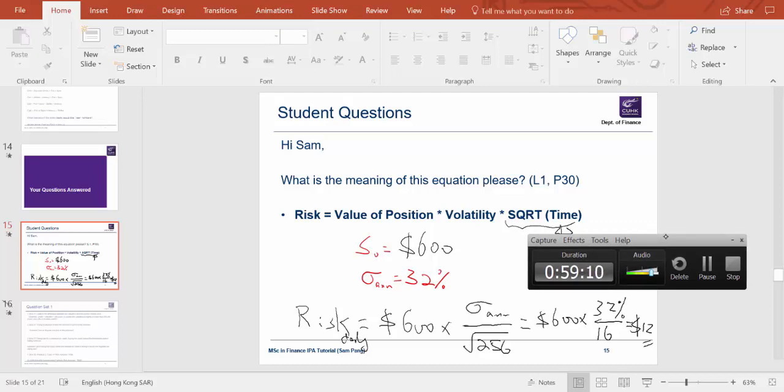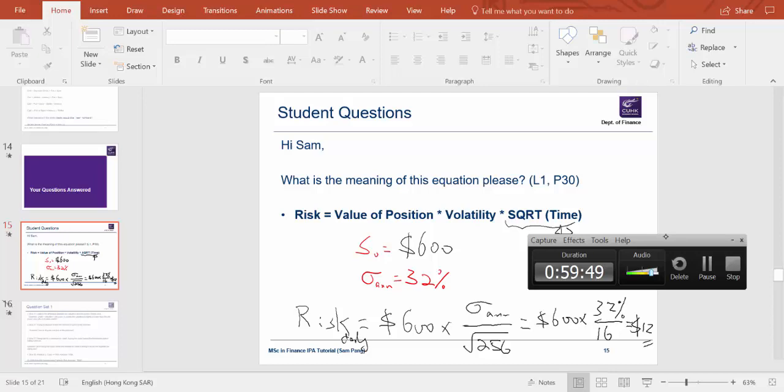What does that mean? I'll tell you what it means. The option market thinks that for one day, on a daily basis, the stock price of Apple is likely to move $12. We don't know which direction, it could be up, it could be down. But the option market thinks Apple stock will move by $12 in the next day.